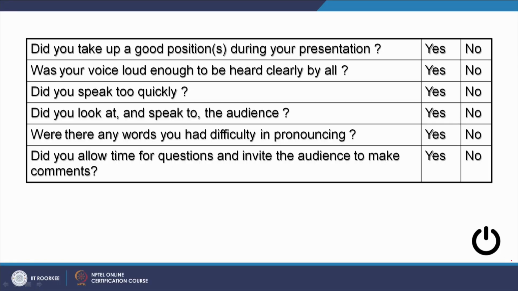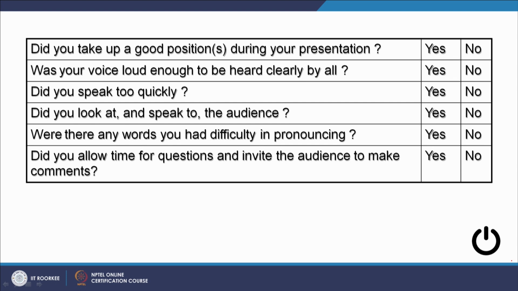And many times nowadays recordings are also available, so one can look back at the recordings and see what kind of mistakes one has committed, whether the voice was not clear or the slides were not clear to the audience, and avoid them in future presentations. And finally, did I allow time for questions and invite the audience to make comments?